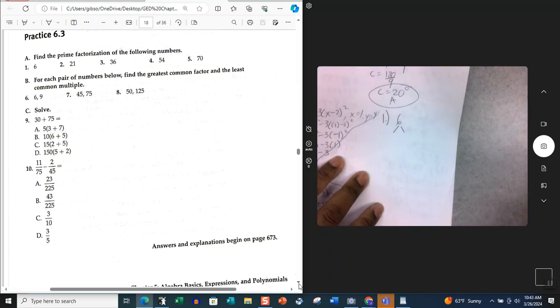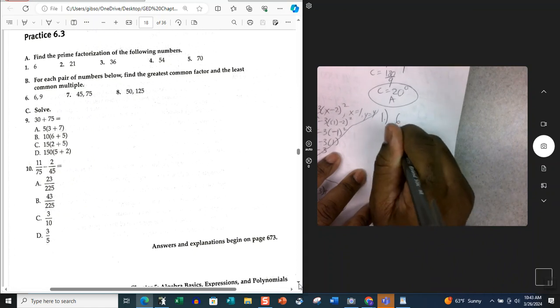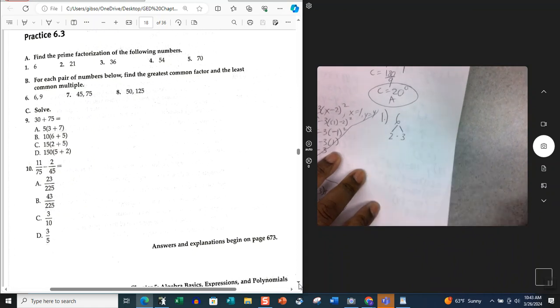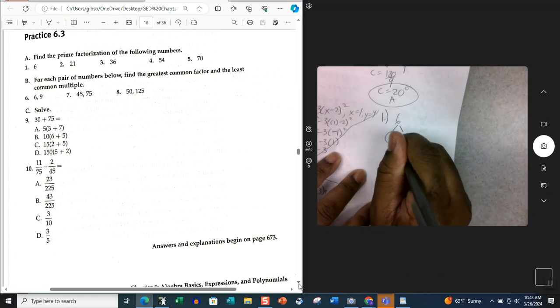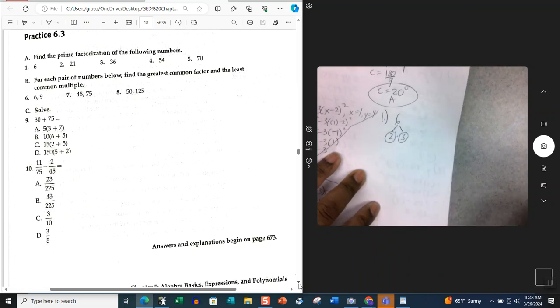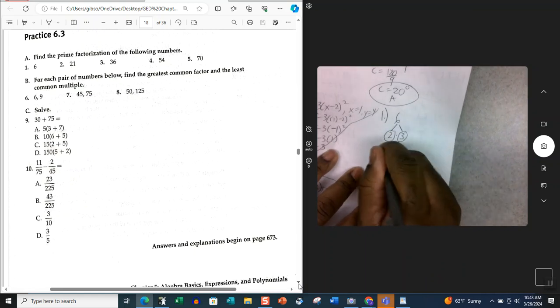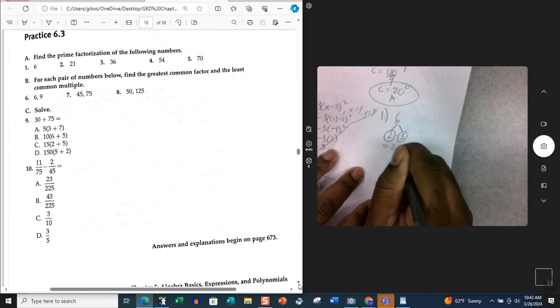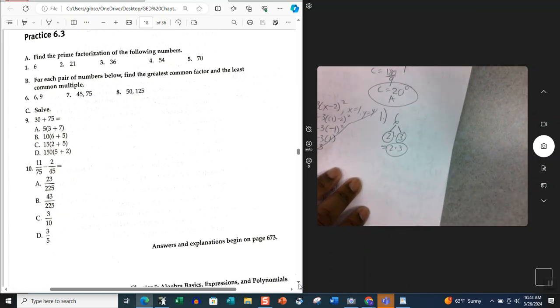So I do 2 lines from here. 6 can be broken up to 2 times 3. Now, once I hit a prime number, I circle it. We know 2 is prime and 3 is prime. So the prime factorization of 6 would just be 2 times 3. That would be your prime factorization.